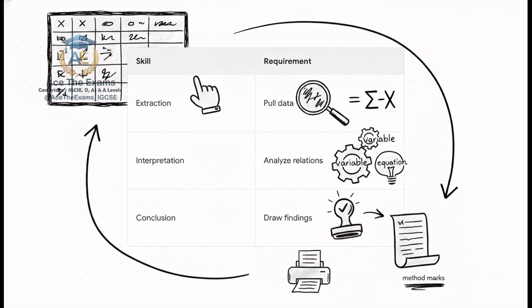And finally, conclusion, drawing evidence-based findings that solve the specific prompt. Navigating this three-step process means you are essentially securing method marks for yourself at every single stage of the problem. If you extract correctly, mark. If you interpret correctly, mark. It builds your score scene by scene.